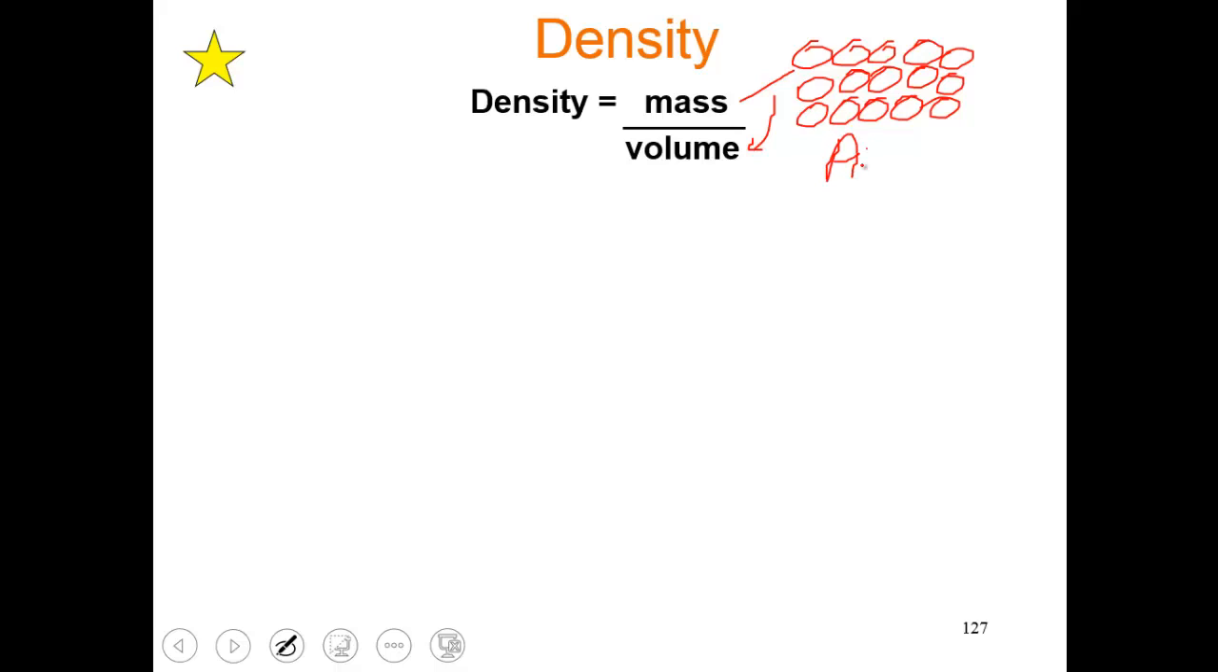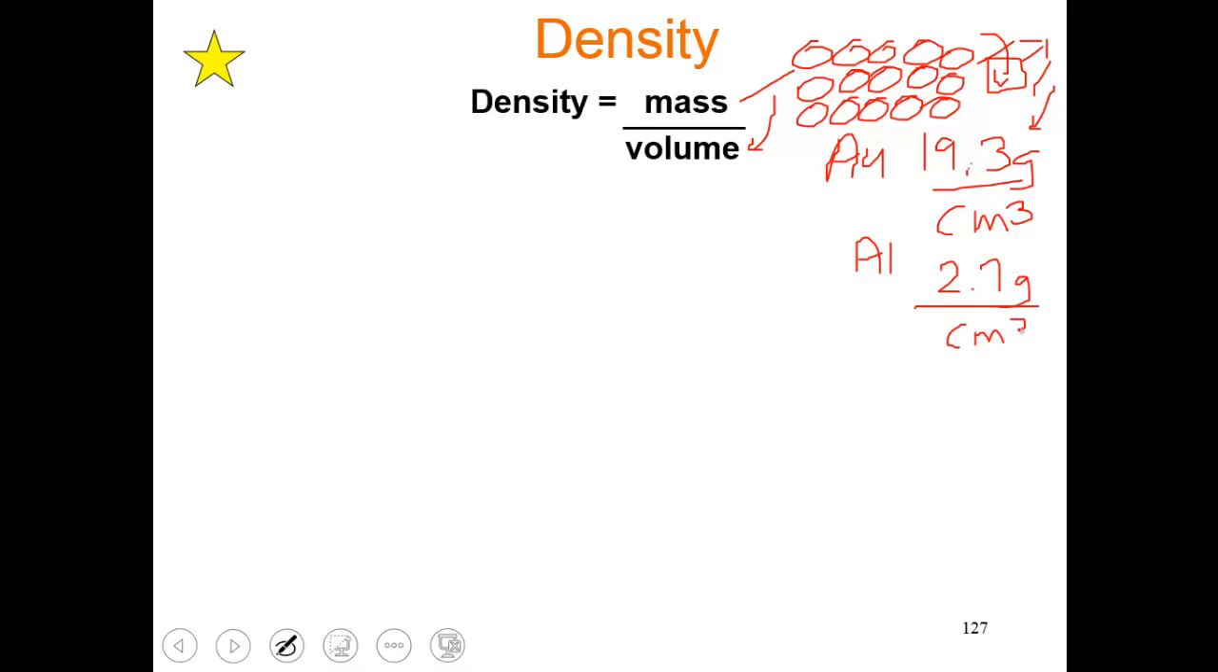For example, gold has a density of 19.3 grams per centimeter cubed. So the mass is 19.3 grams for every 1 milliliter or 1 box that is 1 centimeter wide, tall, and long. But for something like aluminum, its density is 2.7 grams per centimeter cubed. And so it weighs almost 1/6 the amount gold does for 1 centimeter cubed.